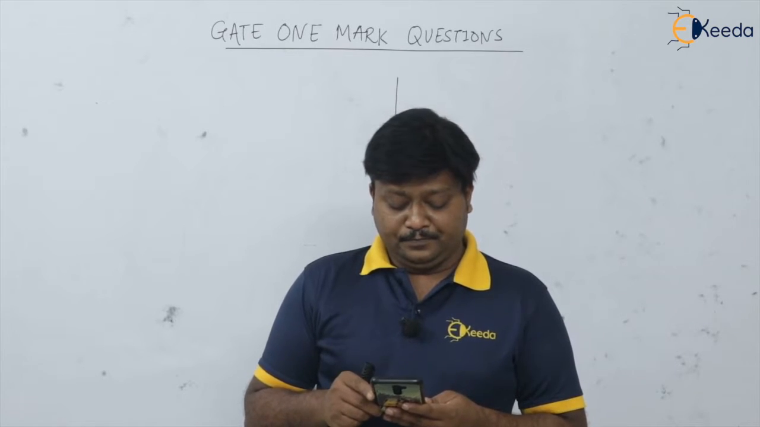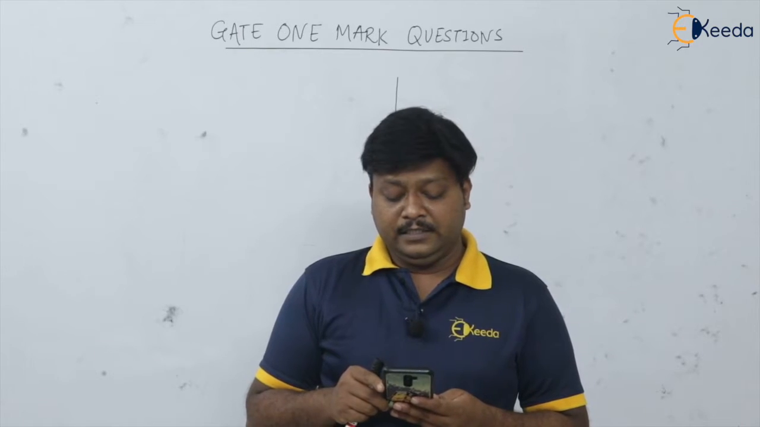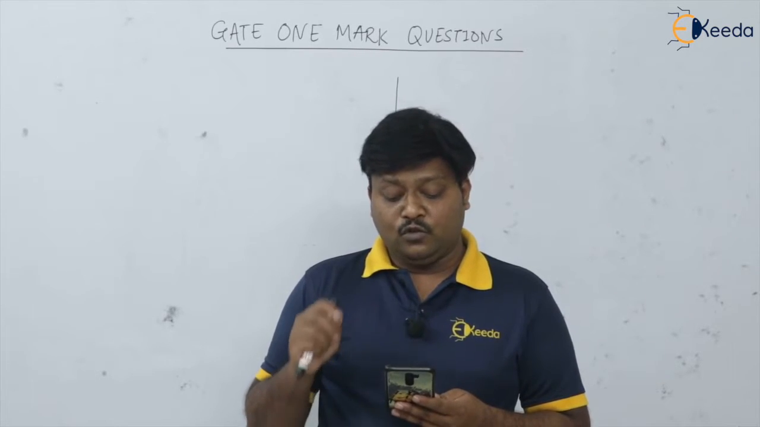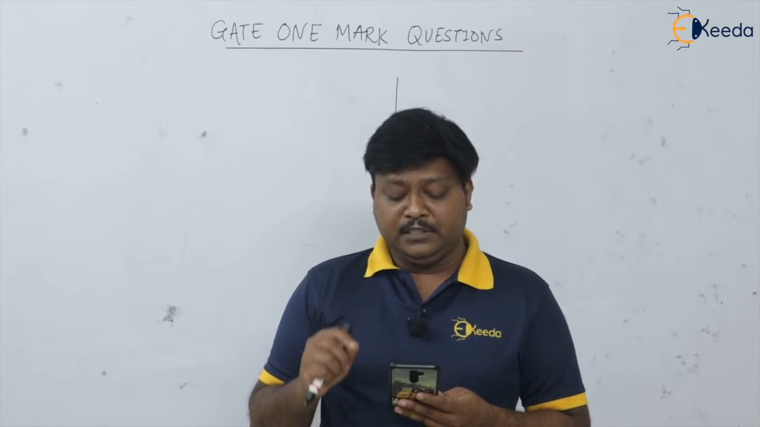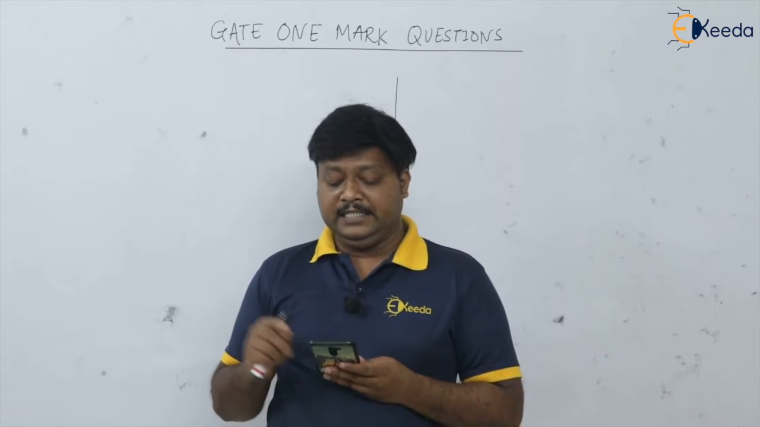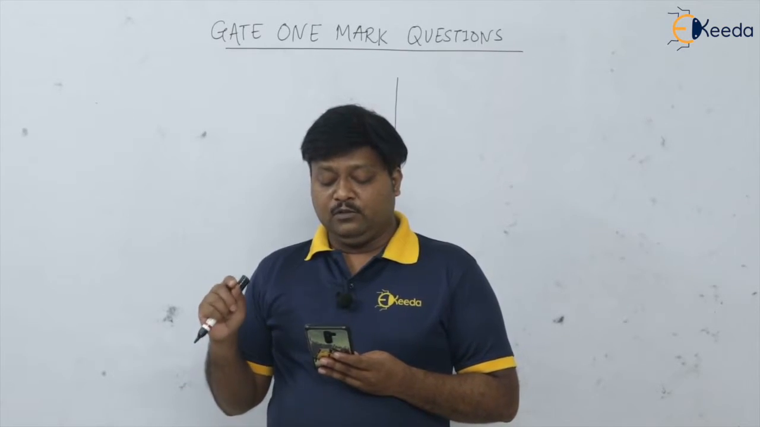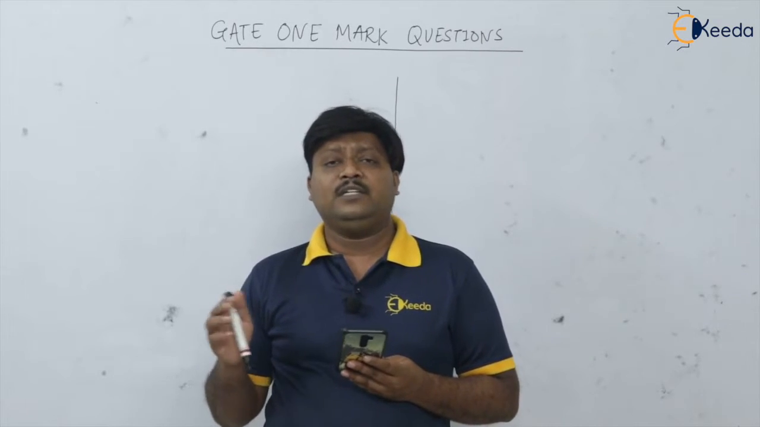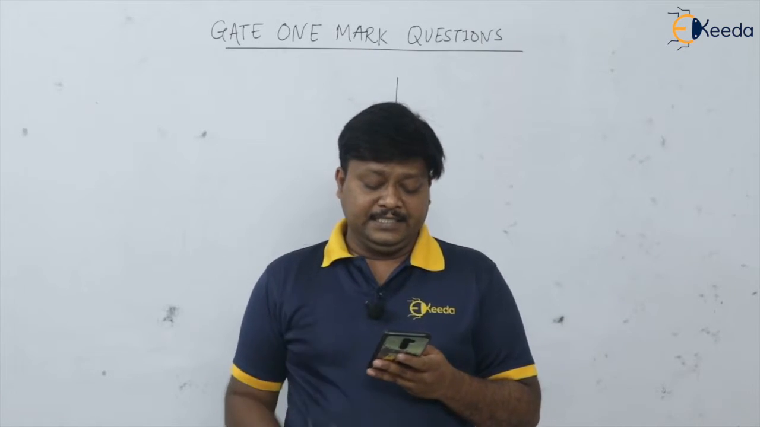Next question. The most common interpolation method in continuous path NC machining are. Option A, linear and circular. Option B, linear and parabolic. Option C, circular and parabolic. And option D, circular and elliptic. The most commonly used interpolation only is what? Linear and circular. That is option A is correct.